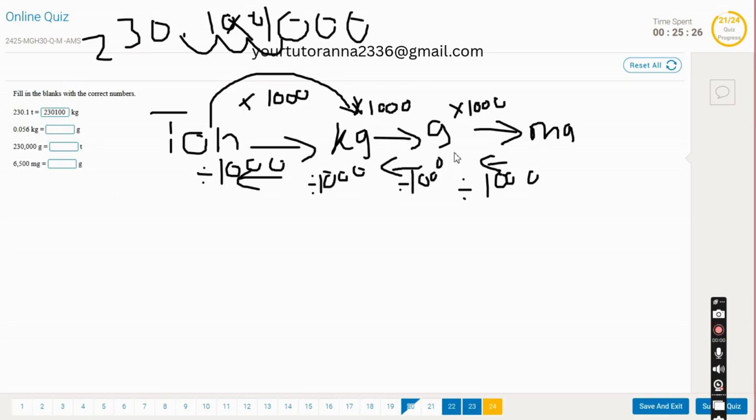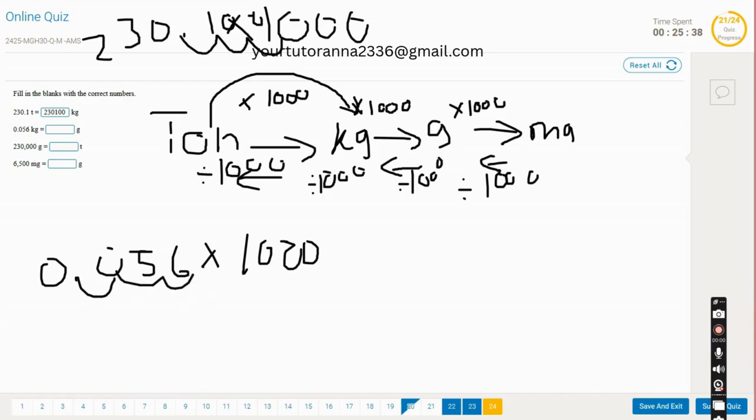The next one, from kg to grams. Again, you're going from a larger unit to a smaller unit, so that's going to be multiplied by 1,000 again. So 0.056 multiplied by 1,000, 1, 2, 3, that's going to be 56.